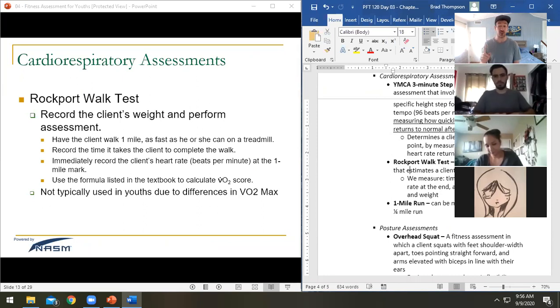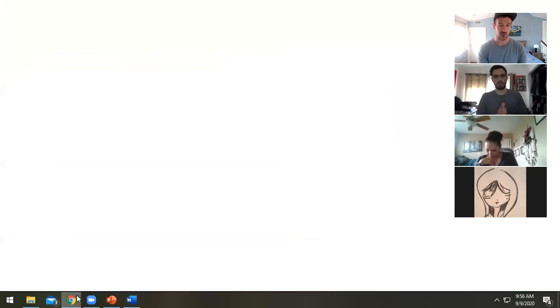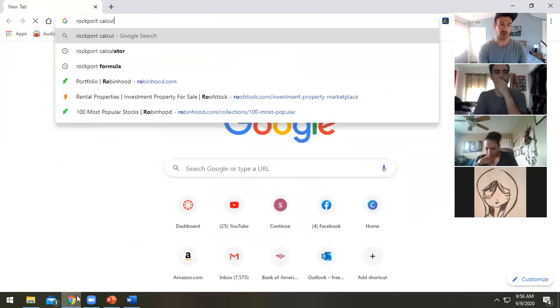Now, this one's different than the YMCA step test. You do not want to measure for a full 60 seconds because then their heart rate's going to come down. You want to measure what their heart rate is at the end of that test. So do 6 seconds and multiply it by 10. It'll look something like this. Let's take a look at the Rockport calculator.